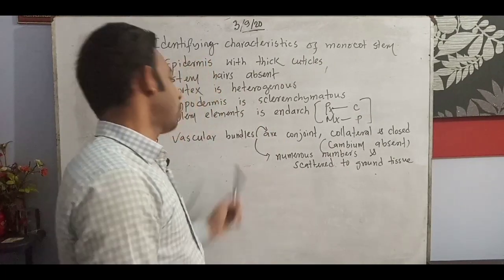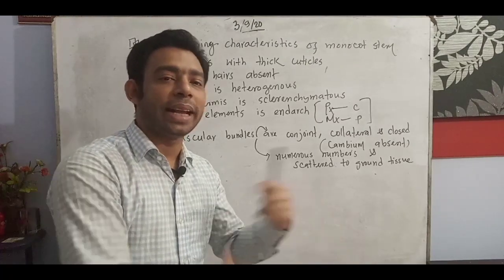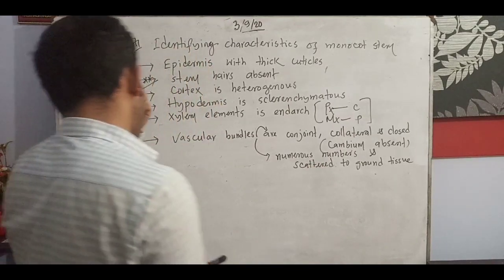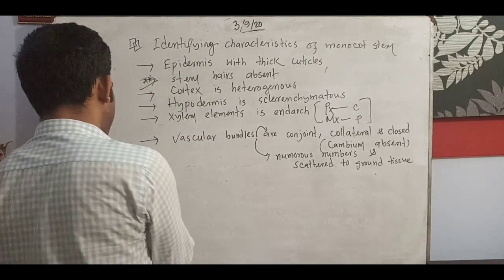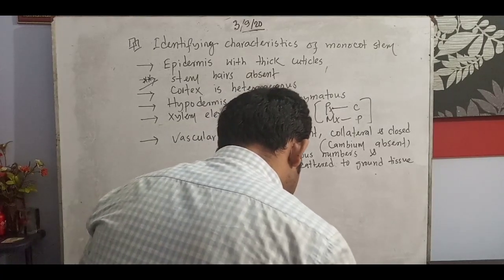So a numerous number of vascular bundles, that is not only for the endodermal layer, they can be scattered into the ground tissue also. Okay, so it is also a very important identifying feature for finding that one. Later on we can try to understand.